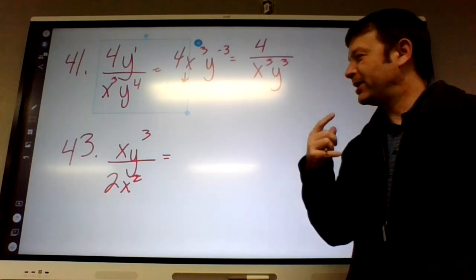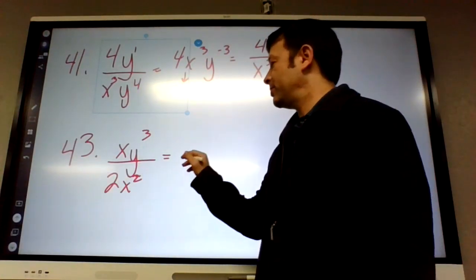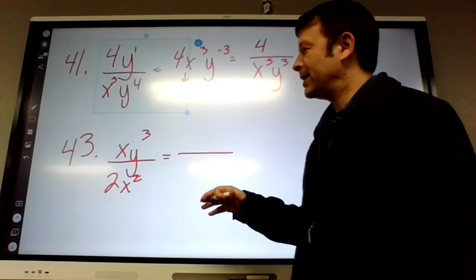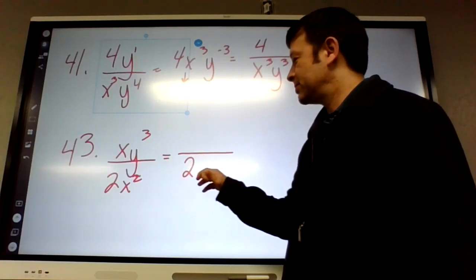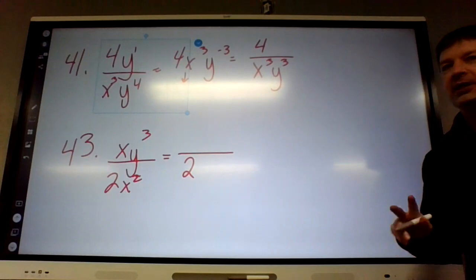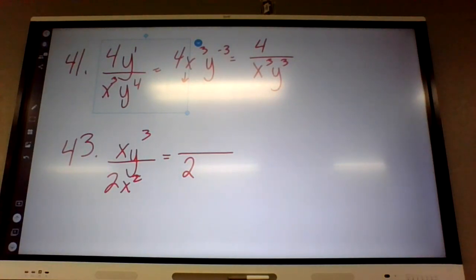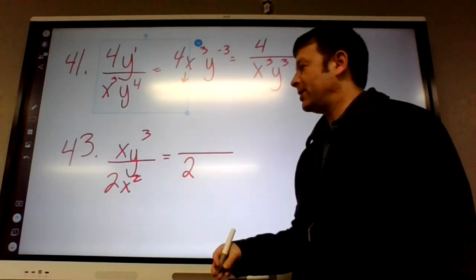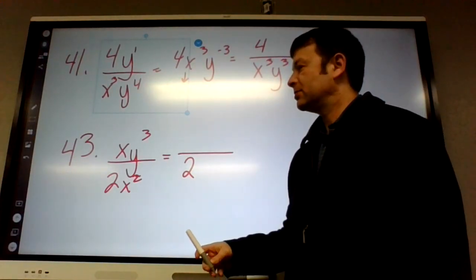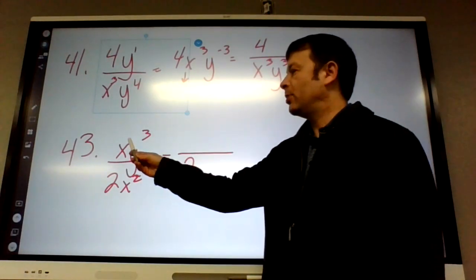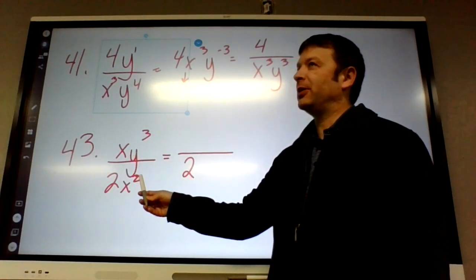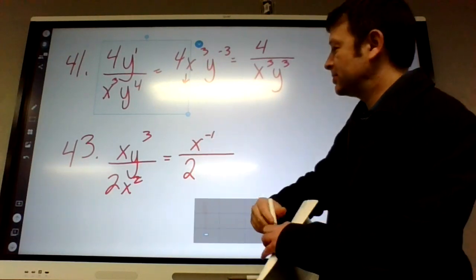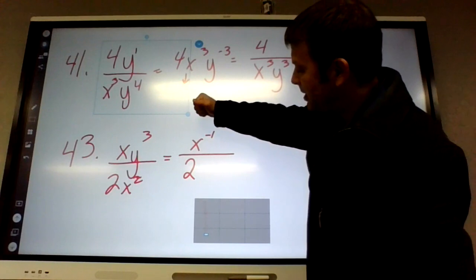All right, Clayton, what do you think? I don't know. Okay, let's start with the number. What do you think we're gonna do with the 2? Put it on top. No, nothing is the correct answer. The only time you flip it to the other side is if it's a negative exponent. Okay, how many x's do we have? -1. Right, 1 minus 2 is -1. So instead of putting x to -1, what am I gonna do? Put x on the bottom.